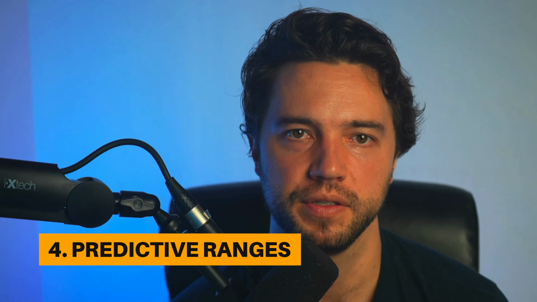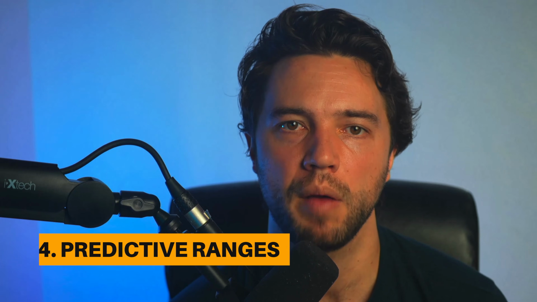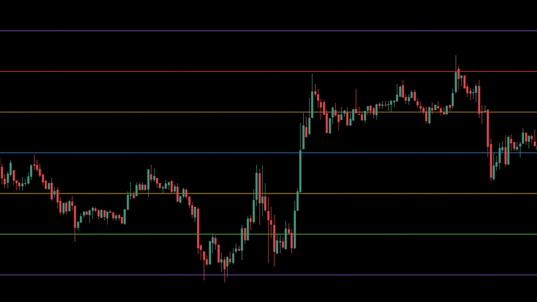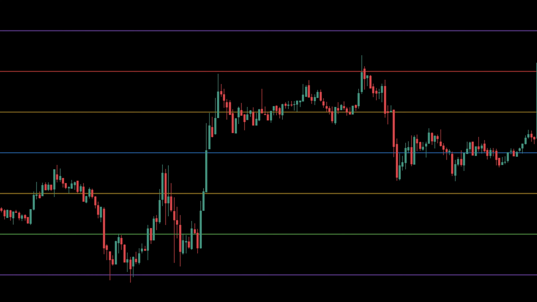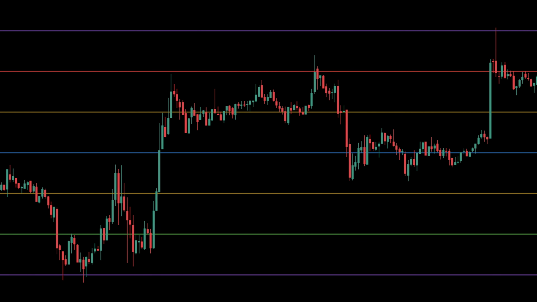Moving on to predictive ranges. This feature will calculate the most probable trading range depending on the price action. After the range is determined, it will split the range into sections. Each section provides traders with a very reliable trading range.